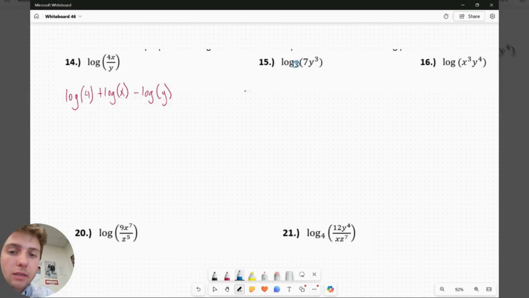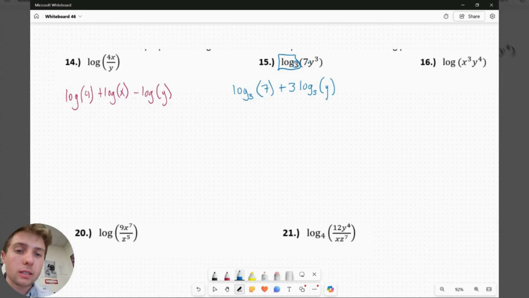Notice there's this base of 3. Don't let that base confuse you. That's just a part of the log. So whenever you expand it, that 3 should be on each term. The 7 and the y cubed is where we can separate this. But since the y is being cubed, make sure you move the exponent to the front of it. And now we have something like this. Notice neither of these were on the bottom of a fraction, so they're both positive.